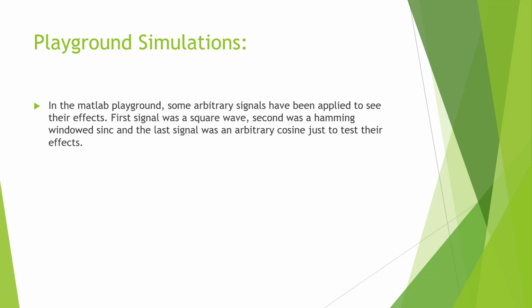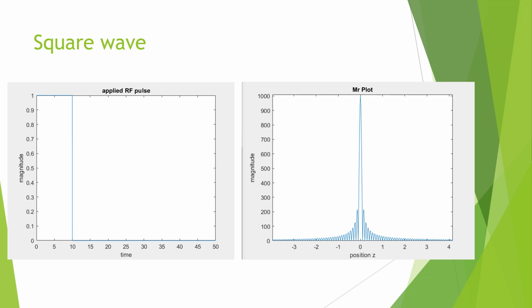In order to explain those different RF pulse design techniques and properties of the RF pulse, I've created a little playground for these signals and their effects. And I've tested some common signals such as square waves and Hamming windowed sincs. And as the arbitrary signal, I've decided to try a cosine just to see how things would work out.